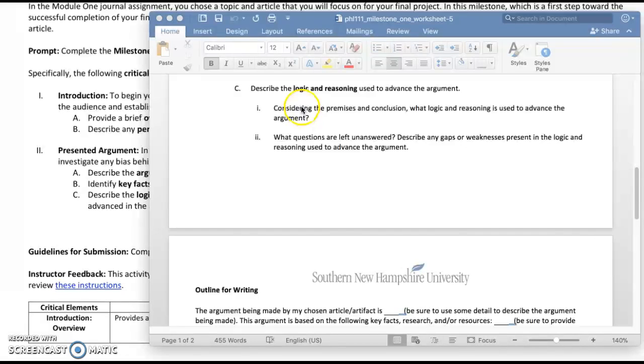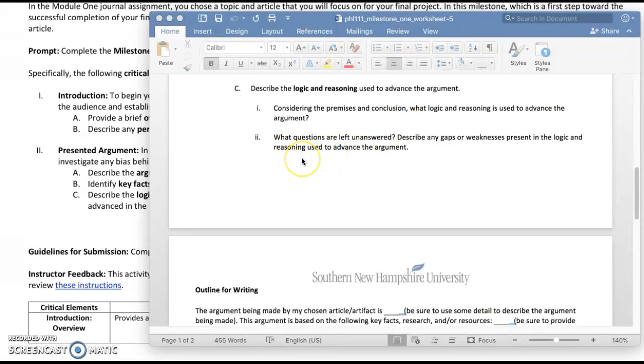Okay. Key logic and reasoning. This is another weakness of students. So you want to consider the premises and the conclusion. What logic and reasoning is used to advance the argument? So go back, look at your premises, look at your conclusion, and ask yourself, is this inductive? Is this deductive? Is this a strong argument? Is this a weak argument?